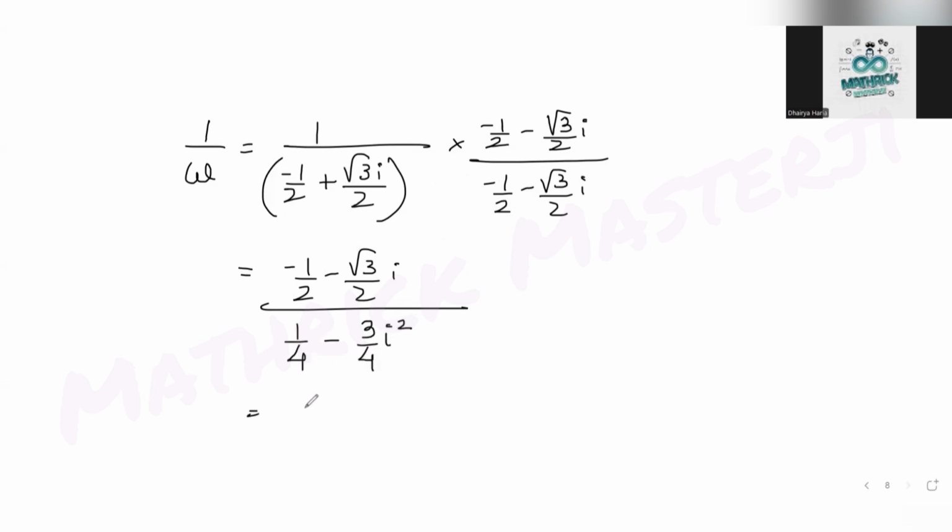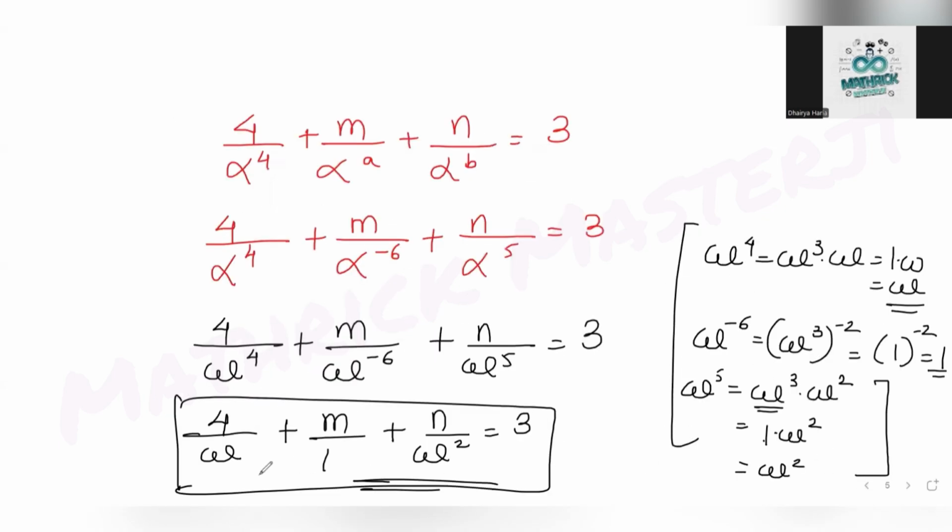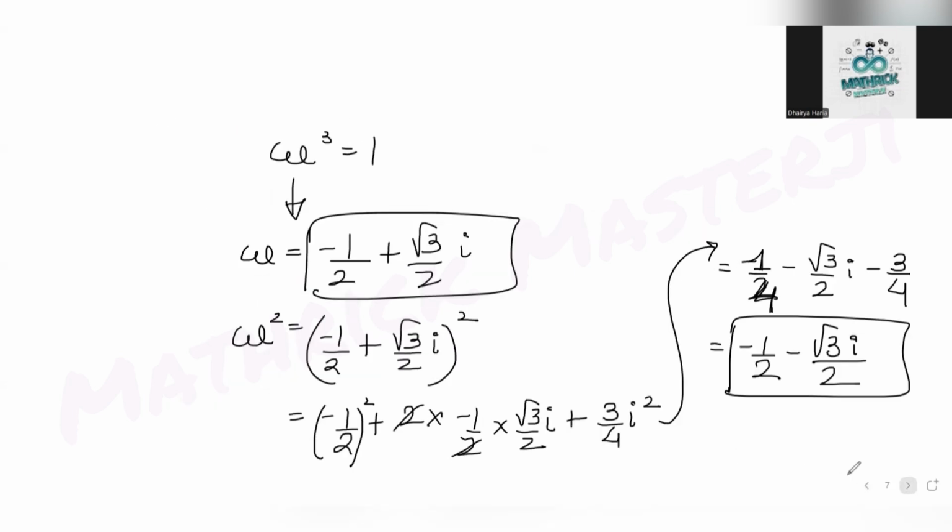So 1 over 4 plus 3 over 4, which is 1. So minus half minus root 3 over 2i. Right? So 1 over omega, I get that. And 1 over omega square, if I write it, so 1 over minus half minus root 3 over 2i.